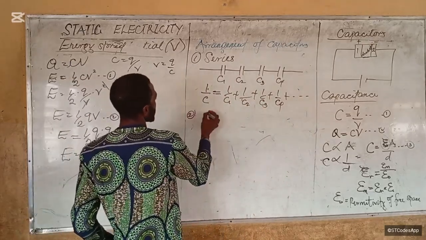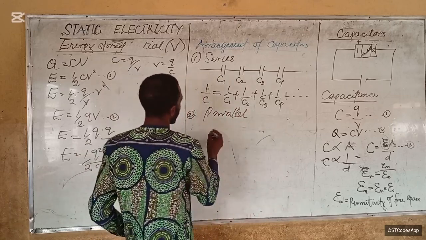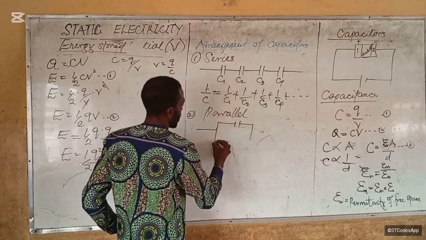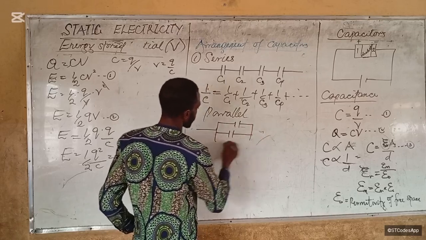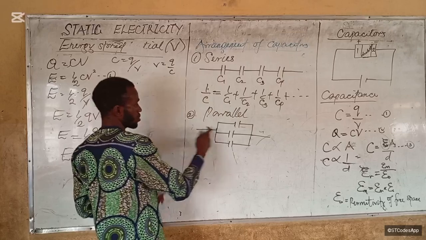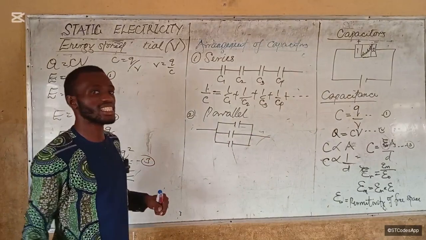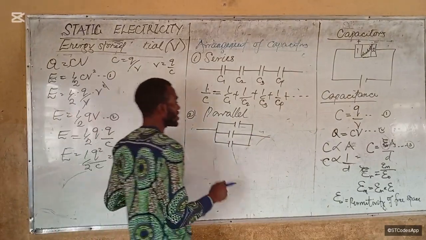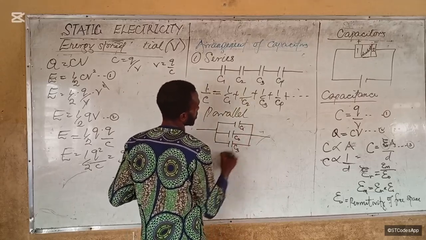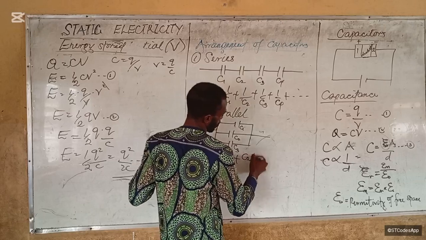But what if we had capacitors in parallel? Capacitors arranged in parallel. Now capacitance in parallel is going to be something like this. Recall, I have taught us in resolution of circuits that if they are bounded by a junction, it means that they are in series. But if they are separated by junctions, then they're in parallel. So this is a parallel arrangement. If this was C1, C2, and C3, then the equivalent capacitance here is equal to C1 plus C2 plus C3.